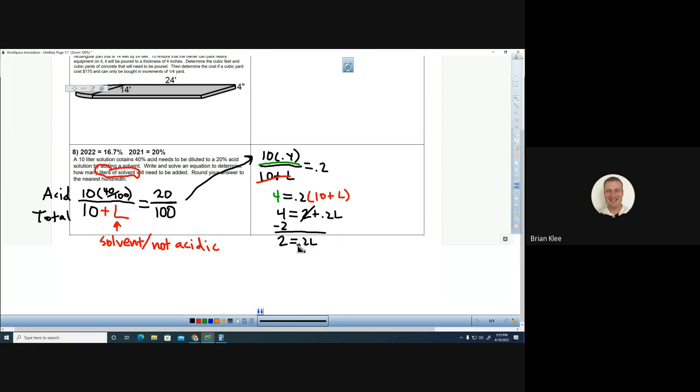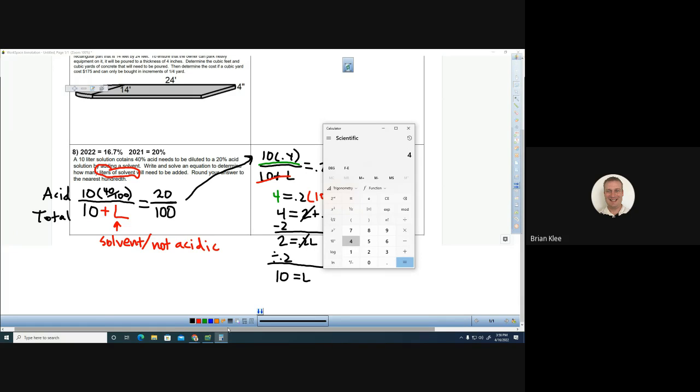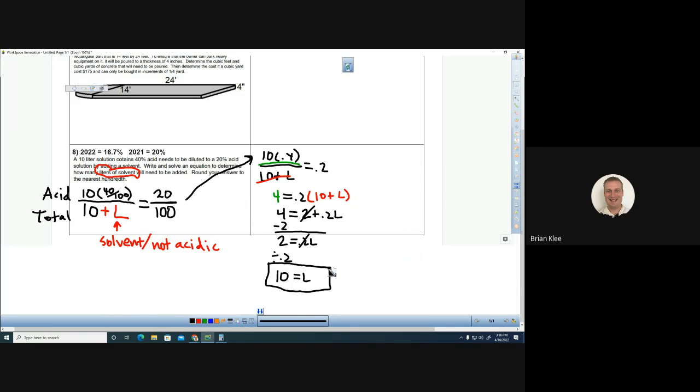So we still have multiplying by 0.2 to cancel out. You cancel out multiplying by dividing. 0.2s are going to go into 2 a total of 10 times. Again, if you don't believe me, you grab your calculator. 4 minus 2 divided by 0.2. There's our 10. So we're pretty sure our answer is 10. How can we check that? Well, we just said 10 probably equals L.